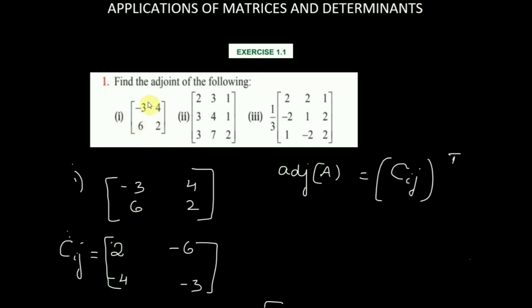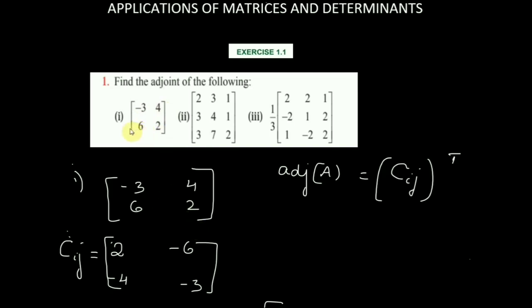But you have to put minus 6 because of the position of this number. This is A11, this is A12. If you add the suffixes, 1 plus 2 will give you an odd number. So this is called an odd place. In the odd places, we have to change the sign. So that's the reason the cofactor of 4 is minus 6.